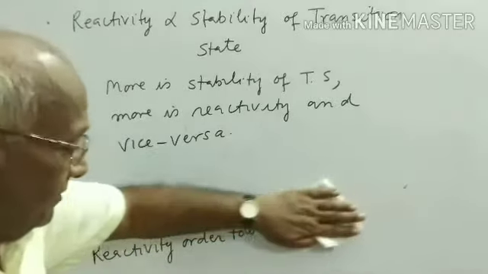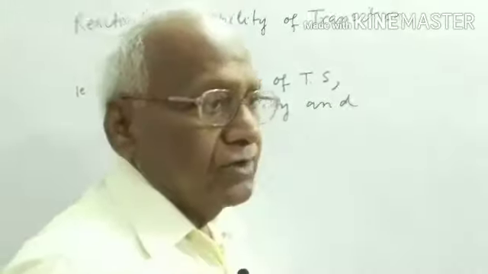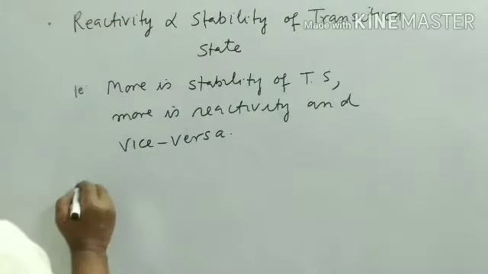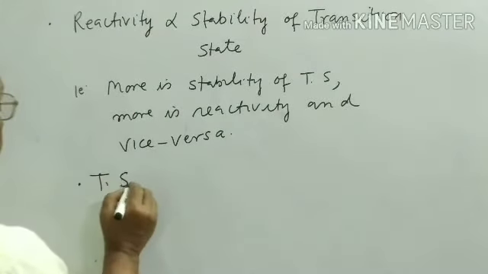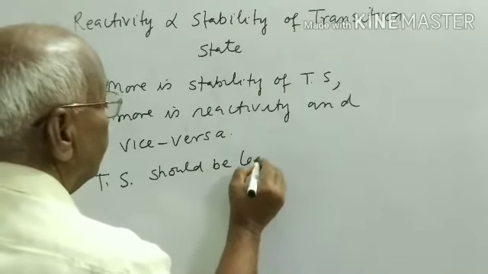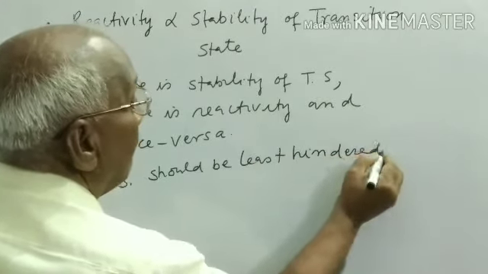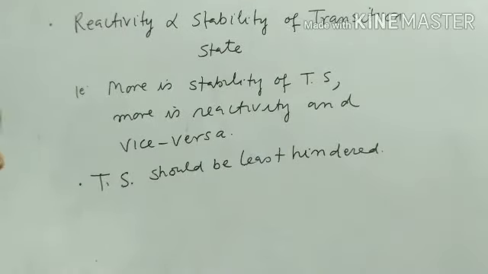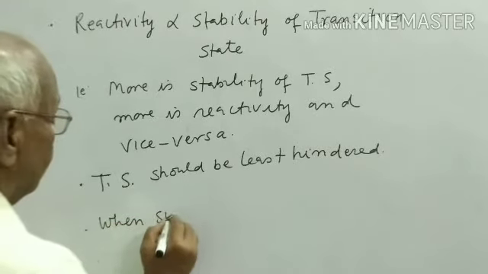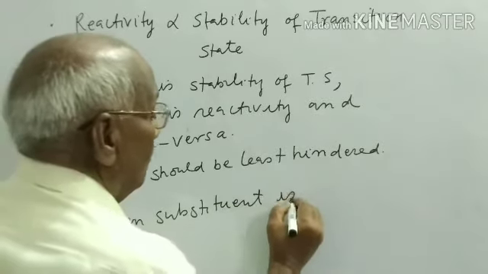For more stability, what is the parameter? When we say that it is a more stable transition state, the answer is very simple. The transition state, TS, should be least hindered. When least hindered? When the substituent is smaller in size.